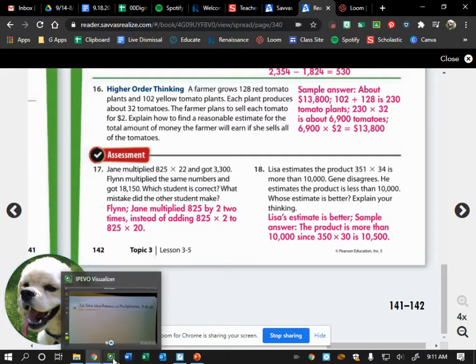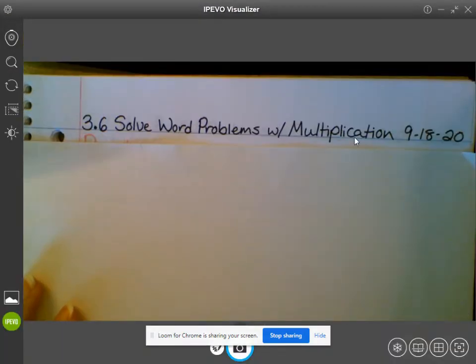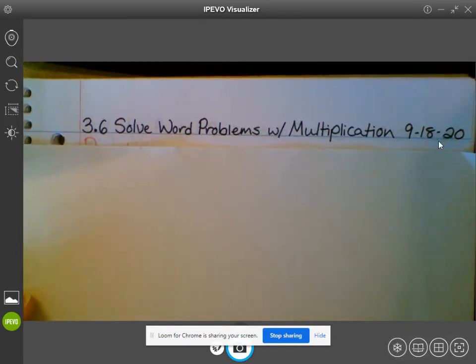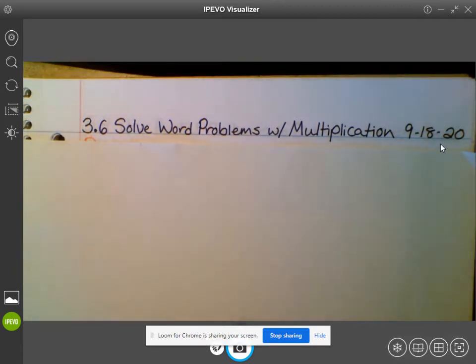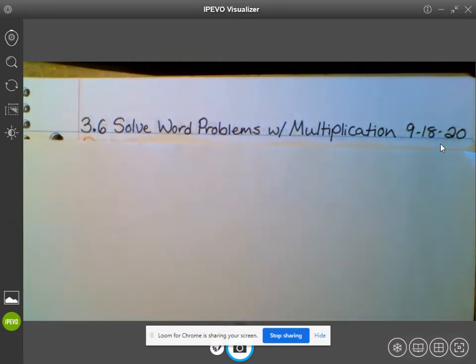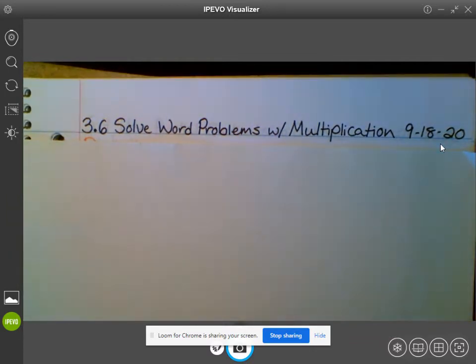We're going to go ahead, get our title at the top. So this says 3.6, solve word problems with multiplication. And today's date is the 18th, so 9/18/20. Go ahead and get the title and the date. Let me turn this. Maybe that'll help a little bit. That's a little better. Hey, 5th grade, thank you. So 3.6, solve word problems with multiplication. 9/18/20. Then put a thumbs up when you're ready to move on.